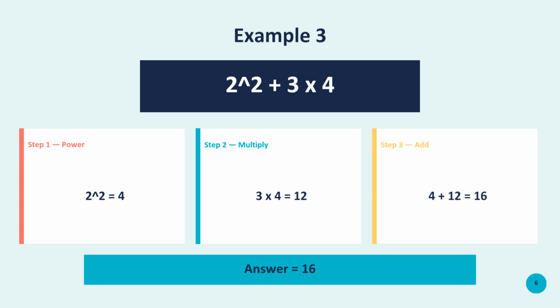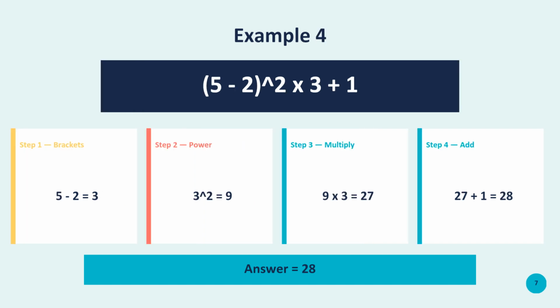Now let's include powers. 2 squared plus 3 times 4. Start with the power. 2 squared equals 4. Then multiply. 3 times 4 equals 12. Then add. 4 plus 12 equals 16.